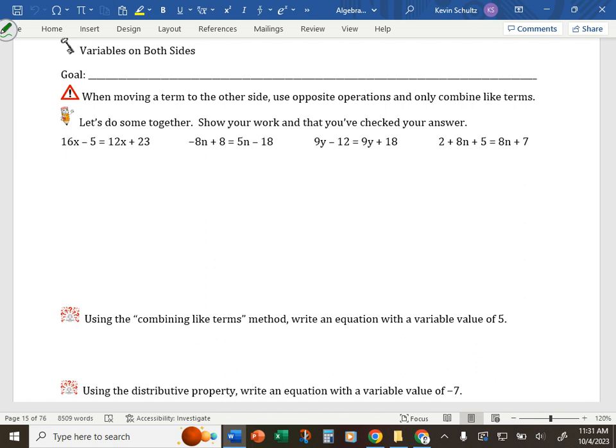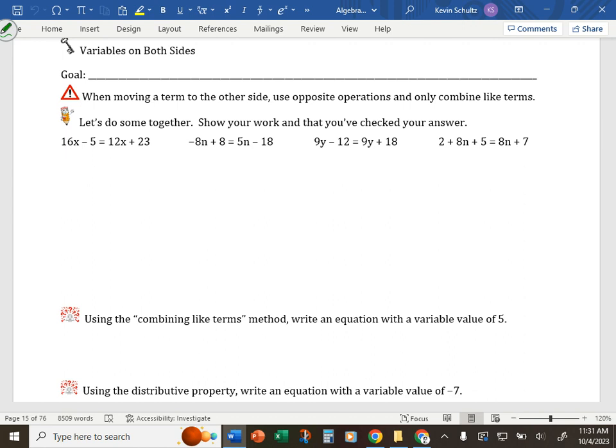And the key is we are moving one of the variable terms to the other side. And we've talked about moving things from one side of an equation to the other in the past. What method did we use? Or did I recommend that you use? Opposite operations. Whenever you move something from one side of an equation to the other, you're using opposite operations.